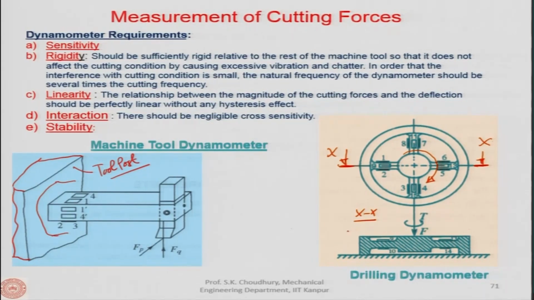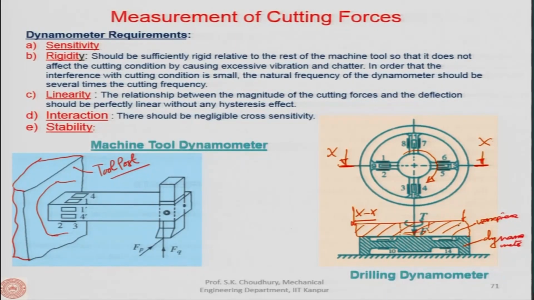Here the workpiece will be placed on the top of the dynamometer. Let us show it like this. Let us say you have to drill a hole here; this is the workpiece. This is clamped, of course, and it will be drilled. So, when the drill is penetrating, the force acting on this will be imparted on this. These are rigidly fixed. This is the workpiece, and this is the dynamometer.